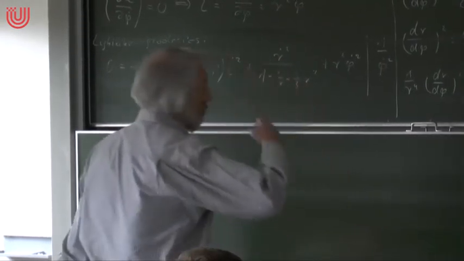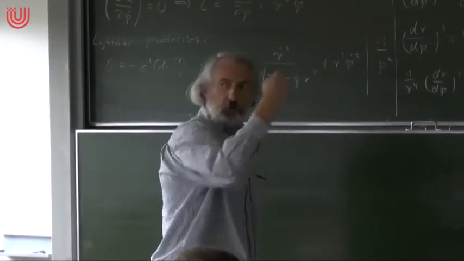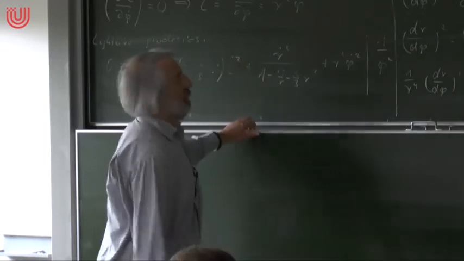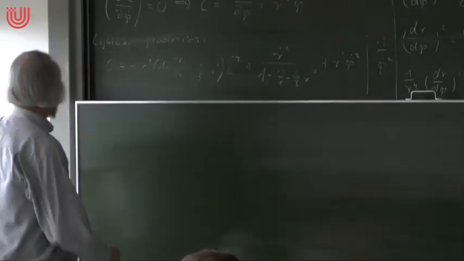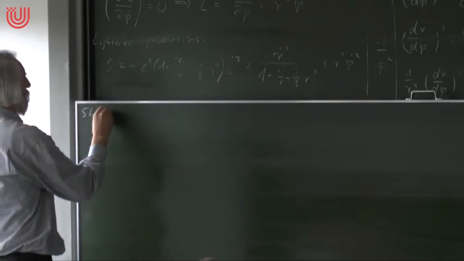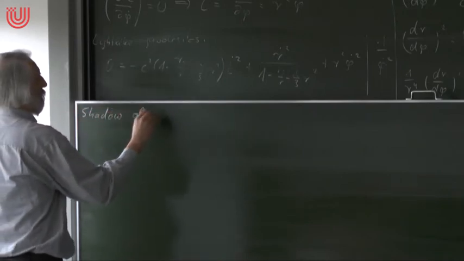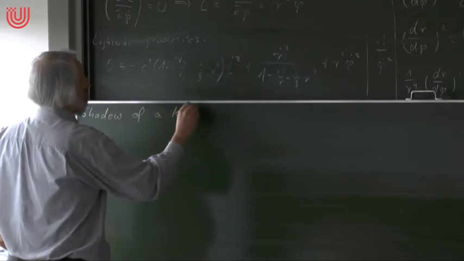And this means that light rays can spiral asymptotically towards this light-like orbit. And that gives rise to the shadow. So we have now the shadow of a Kottler black hole.